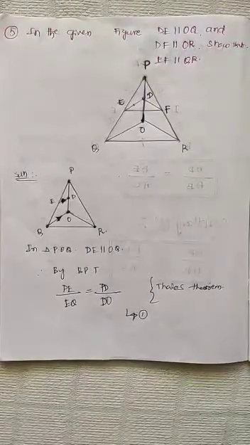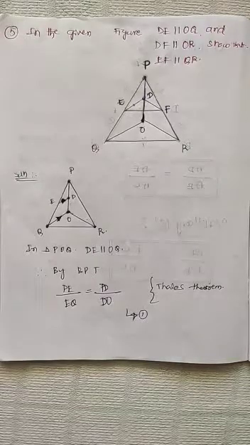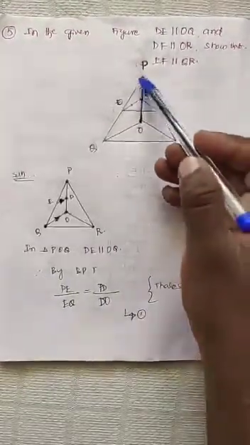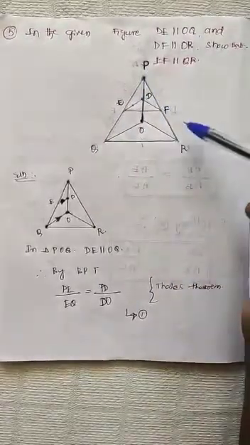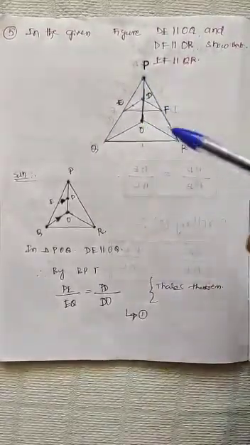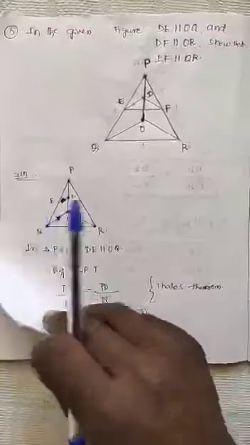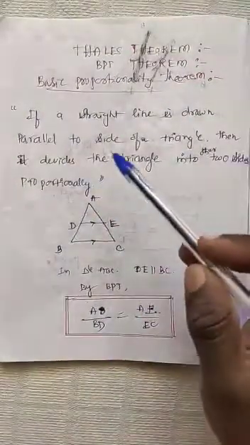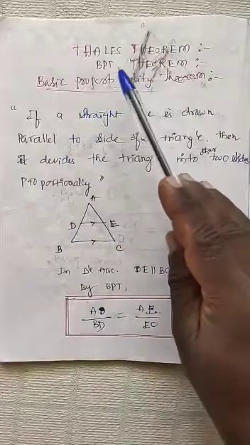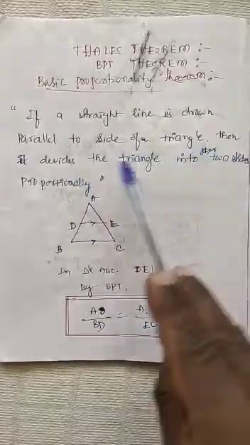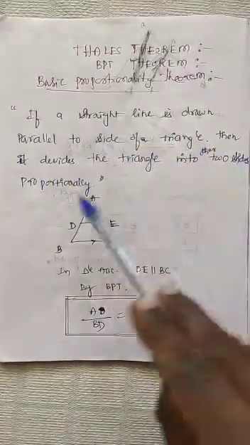So if a straight line is drawn parallel to a side of a triangle, then it divides the other two sides proportionally, right? According to Thales theorem, we know that PE by EQ is equal to PF by FR. Here EF is the straight line and EF is parallel to QR, right? So this is the basic proportionality theorem. If a straight line is drawn parallel to a side of a triangle, then it divides the other two sides proportionally.